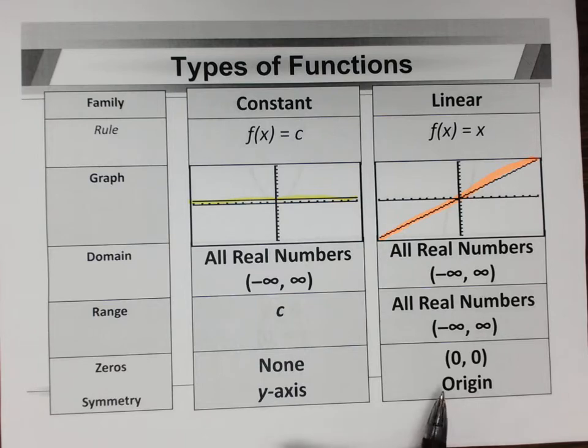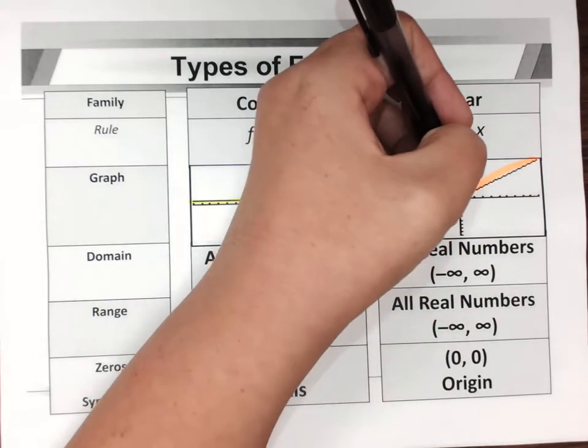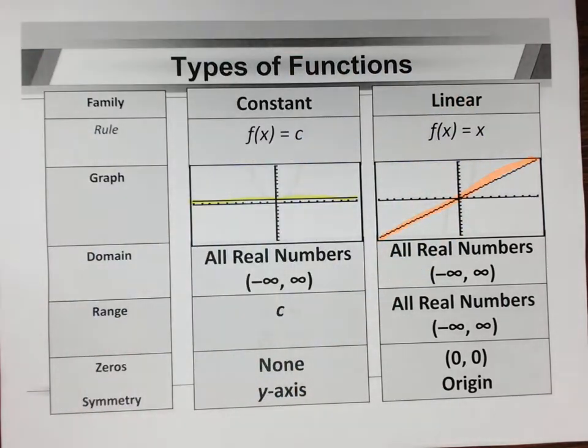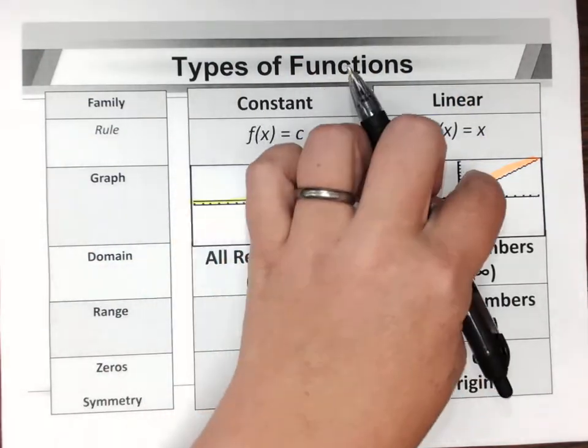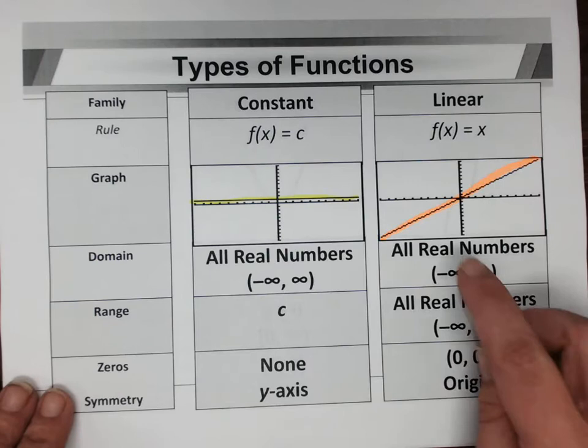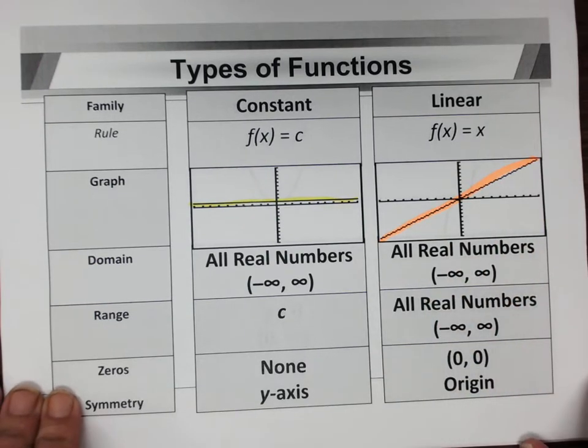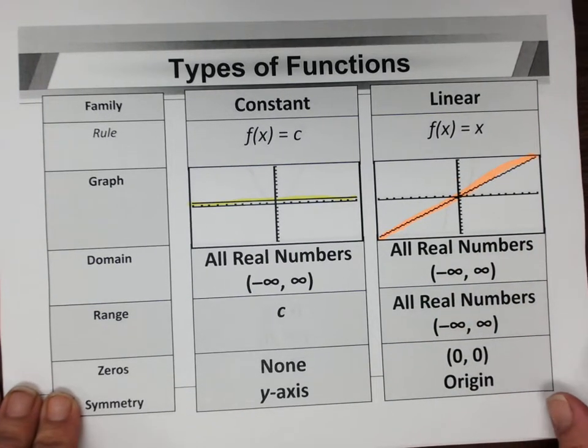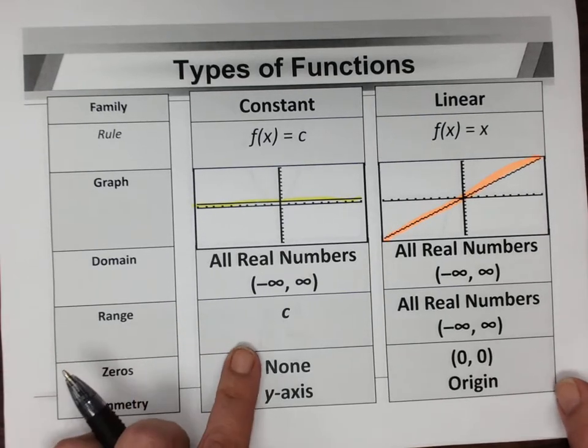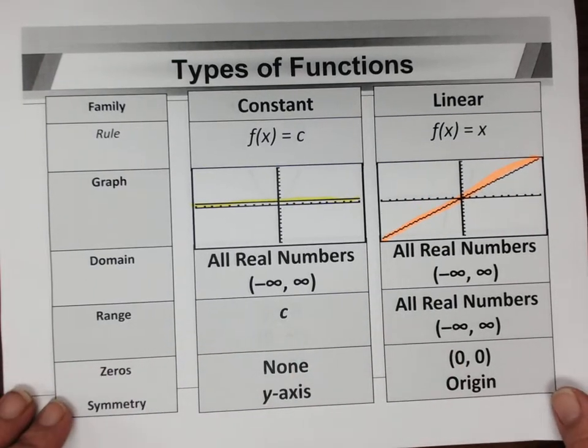And we say in this case it's symmetric to the origin, meaning that the origin is this value 0, 0, and it has a symmetry that's defined on both sides of this. And we'll see other functions that are symmetric to the origin. So a constant and linear, that's our first two parent functions.